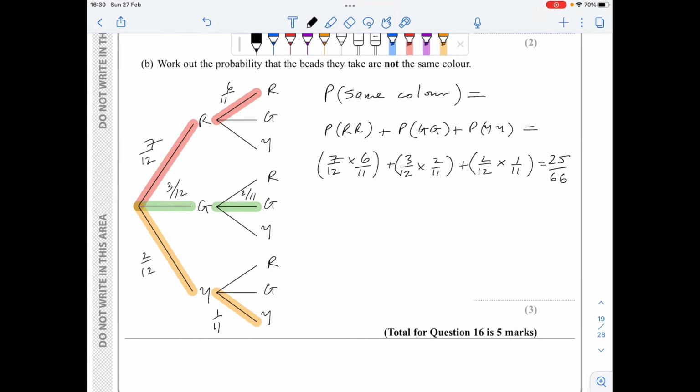So the probability of not getting the same color is equal to 1 minus the number I found above, and this will give me 41 over 66.